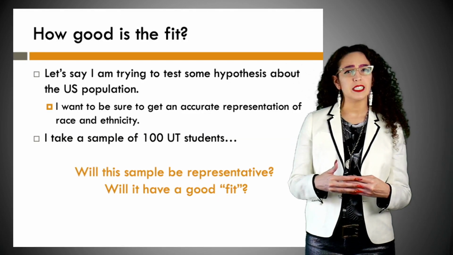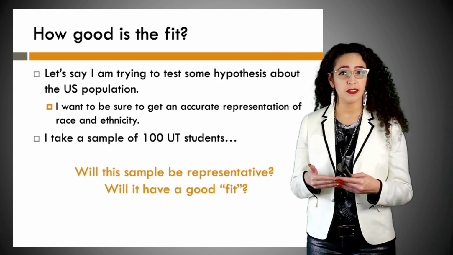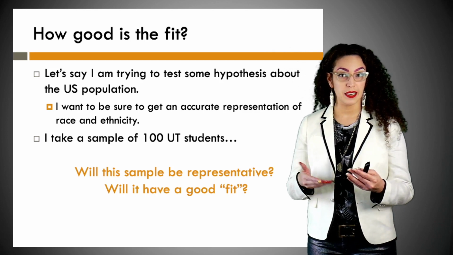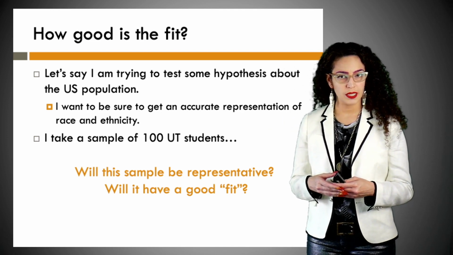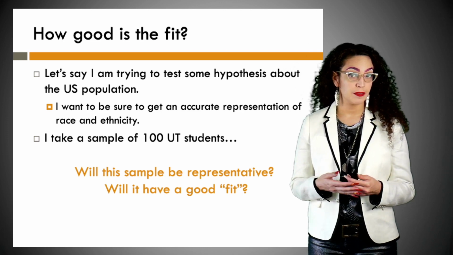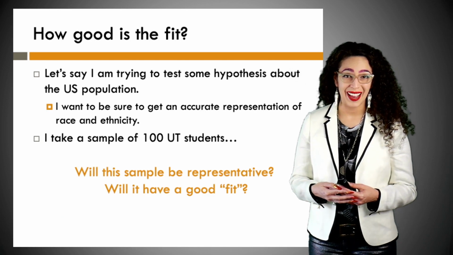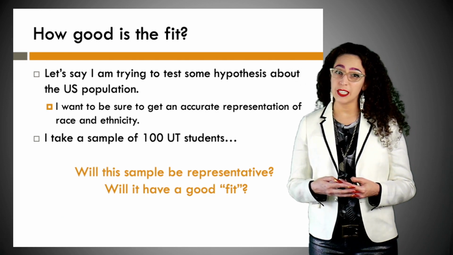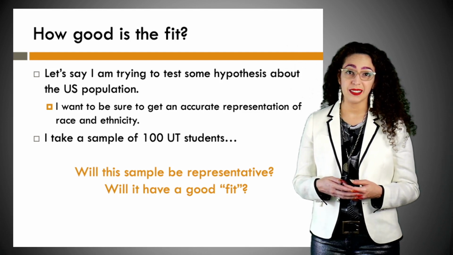Let's say I'm trying to test some hypothesis about the US population. I want to be sure to get an accurate representation of the race and ethnicity of the United States. I take a sample of 100 UT students. Will this sample be representative? Will it be a good fit? Think back to our sampling example and some of the issues we had with that. Remember that UT's population was over and underrepresenting certain races and ethnicities.